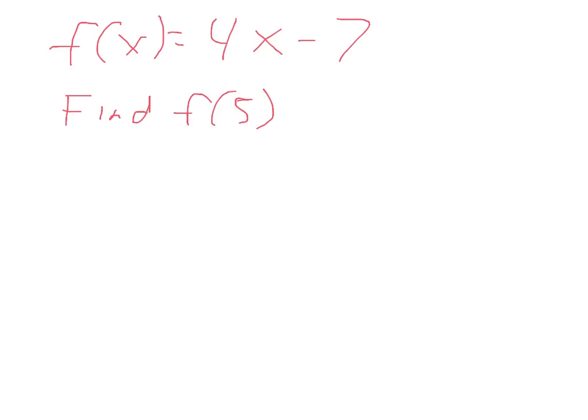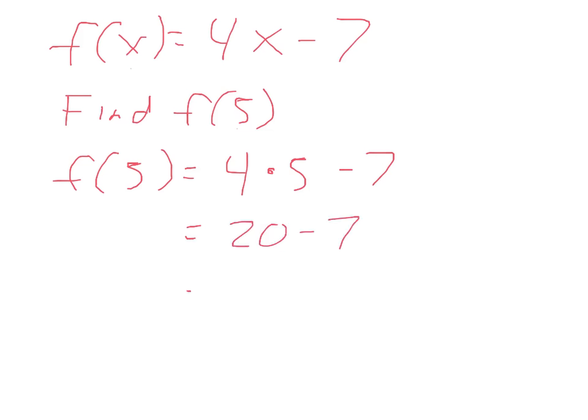Well, to do that, it's very simple. Notice what I did here is I replaced the x with the 5. So that's all I have to do. F of 5 equals 4 times 5 minus 7, or 20 minus 7, or 13. Pretty simple on that one. So all you're doing is whatever is inside the parentheses will replace into the x area.